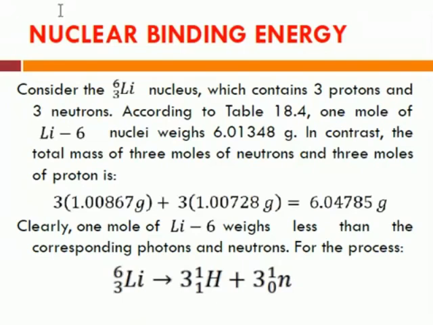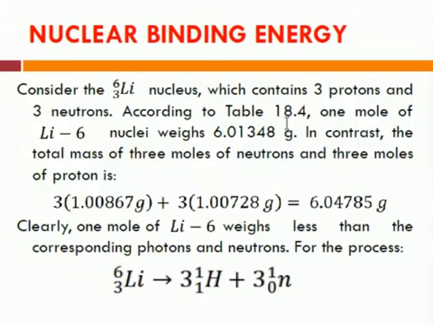Consider the lithium-6 nucleus, which contains 3 protons and 3 neutrons. So why 3 protons and 3 neutrons? The atomic number is equal to the number of protons. So we have 3 protons here. The mass number is equal to the number of neutrons and protons. So if we have 3 protons, 6 minus 3 protons, the remaining number will be the number of neutrons. So we have 3 neutrons and 3 protons.